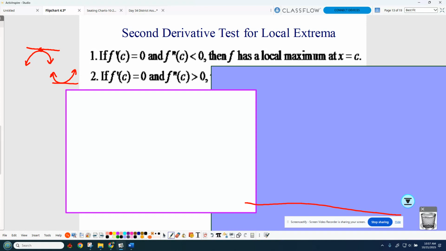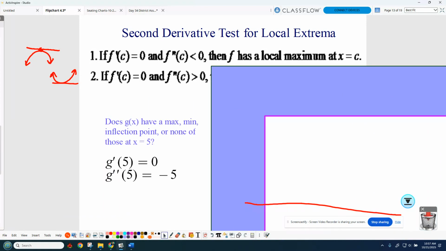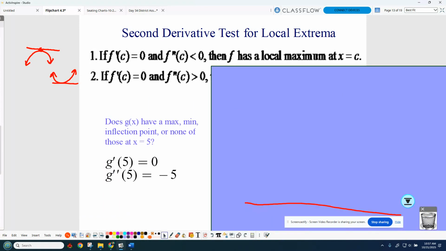Then Felipe, what about this? That's a max. Why? Because G prime is 0 and G double prime is negative. G double prime is negative, and then that horizontal tangent line, it's gonna be a max. I don't know if it's absolute or local, but there's gonna be a max. Okay?